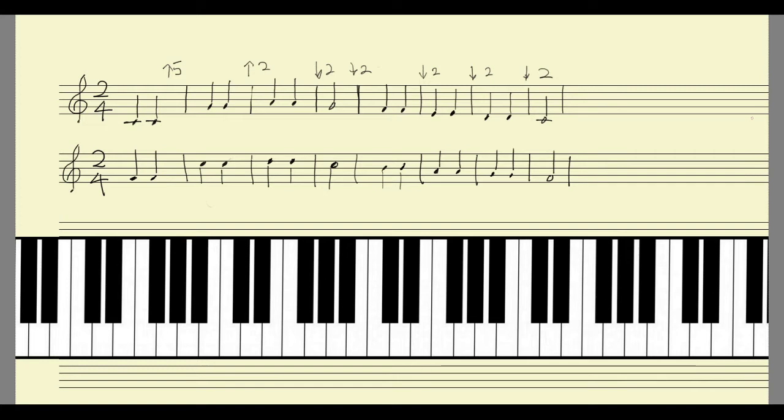I'm going to sing what I think the melody should be, and then I'm going to play on the piano the melody as we actually wrote it.